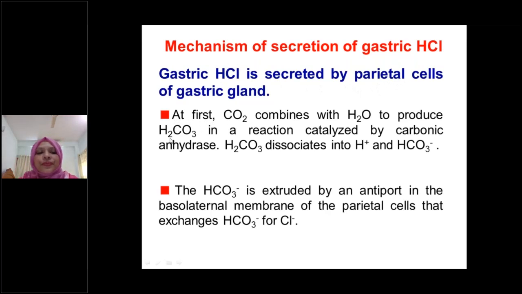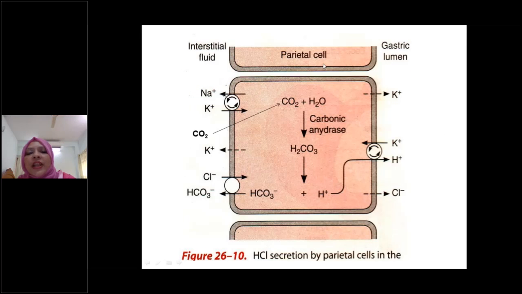Okay, at first, see the figure from Ganong. See, carbon dioxide, this is interstitial fluid. There are 3 things here I'm showing you. First thing, interstitial fluid. This is parietal cell. This is gastric lumen. Carbon dioxide enters from interstitial fluid into the gastric parietal cell and is added with water. In presence of carbonic anhydrase, it is converted to carbonic acid. This carbonic acid then dissociates into hydrogen ion and bicarbonate ion.